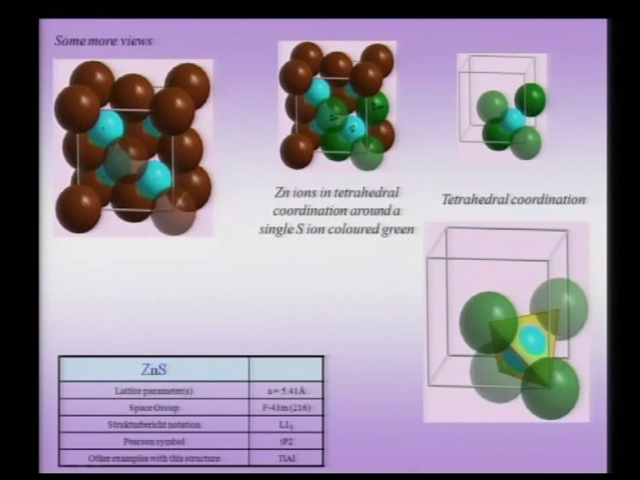In the picture on the right hand side, which I am marking here, I have removed all the other ions from view just to delineate the tetrahedral coordination around the central sulfur ion. So this is something we can clearly see, and in this last picture here, this is my sulfur ion at the bottom, and you can see clearly a tetrahedral coordination of zinc ions around the central sulfur ion.